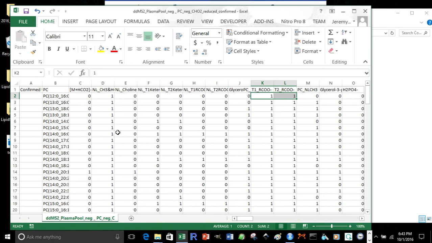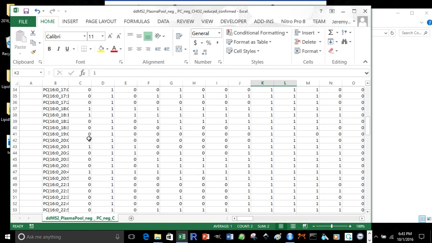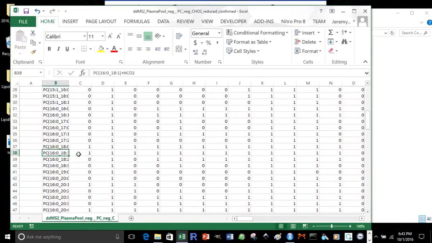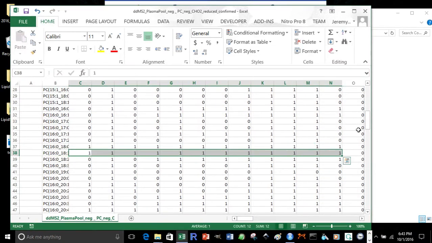Another lipid that would be more common, for example 16:0_18:1, you'd expect many more fragments. Indeed, you see almost all the fragments.